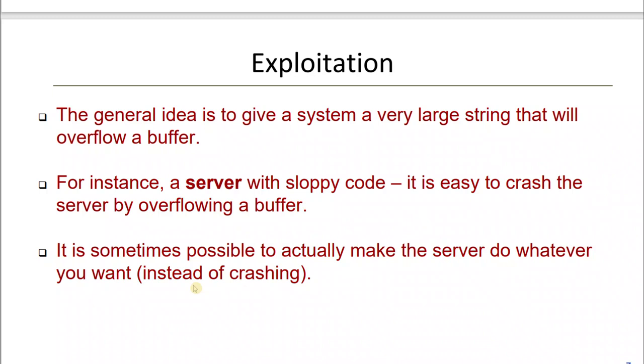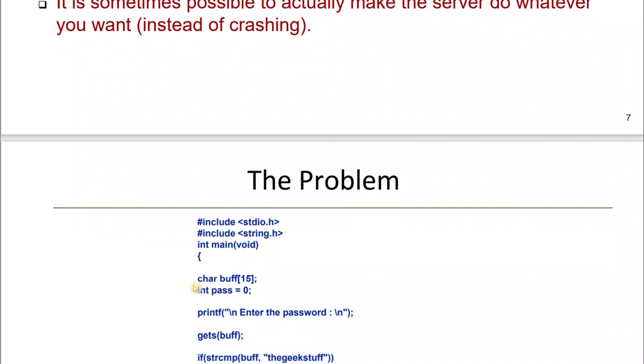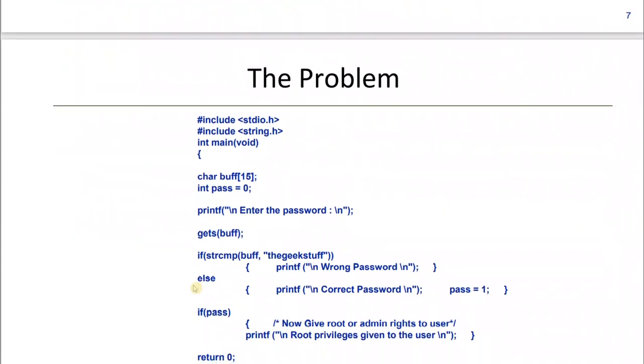It is sometimes possible to actually make the server do whatever you want instead of crashing, and this is done by احنا هلأ بنسوي overflow للبفر. مثلا إذا البفر مثلا حجمه 10 بنحط مثلا 0000 10 مرات أو 1111111 10 مرات, بعدين number 11 will be overflow. So we can put an executable code at number 11 and it will trick the computer.